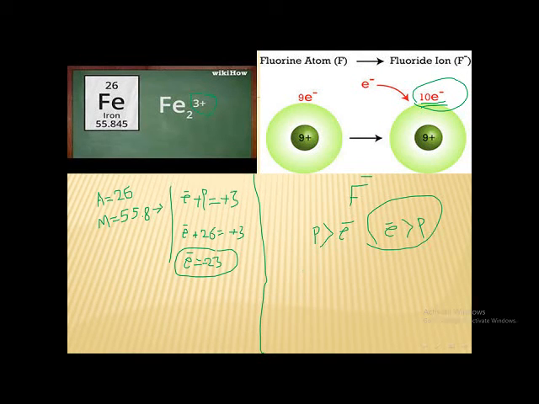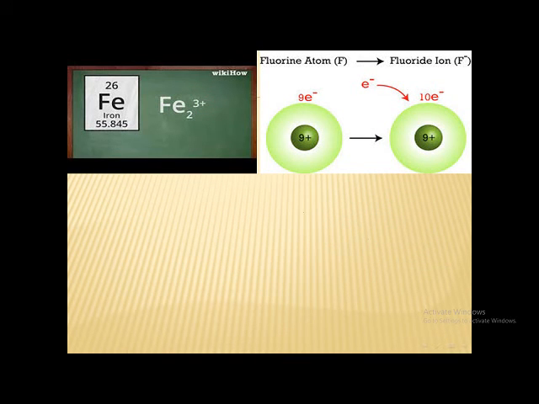Now we try to solve for F minus. Let's clean everything here. Say that the number of electrons is more than the number of protons. We will use the same way to solve for the number of electrons.